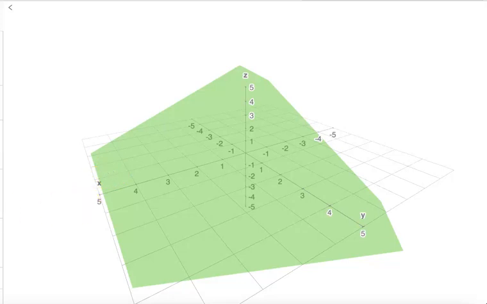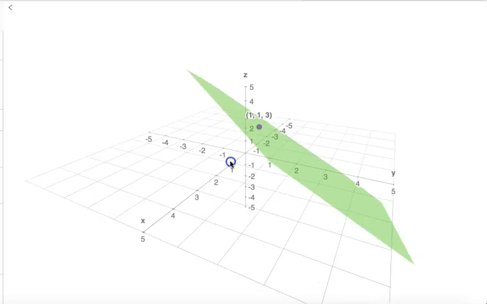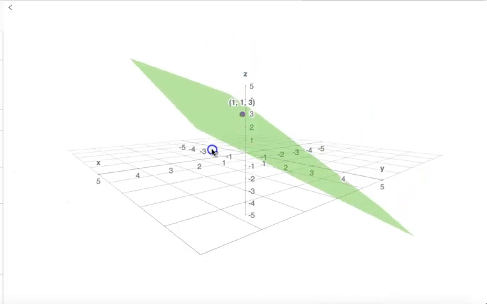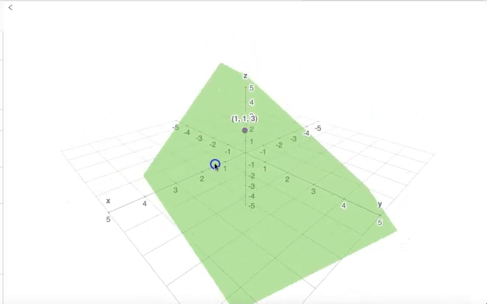Alright, so let's think about some points that lie on that plane. Let's start with one particular point. So I've just picked the point with coordinates 1, 1, 3, and if you'd like to think about that for a moment, you could convince yourself that it does indeed satisfy the equation x minus y minus z equals -3. So that's a point, there it is, sitting on the plane, and there's an infinite number of those points.